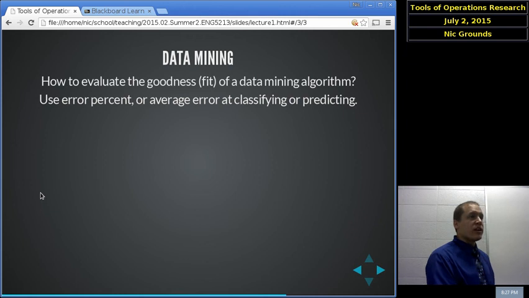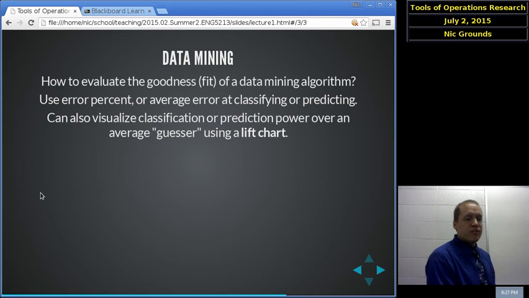Or in terms of numeric predictions, how wrong does it get it, right? So what's the average error, average percentage error, or something like that? Generally speaking, that's what we'll use. So obviously what you want is a data mining algorithm that gives a lower error, lower percentage error, or lower overall error.